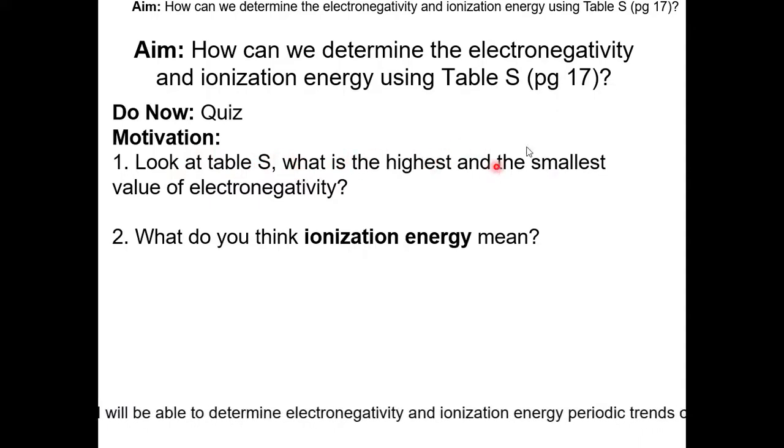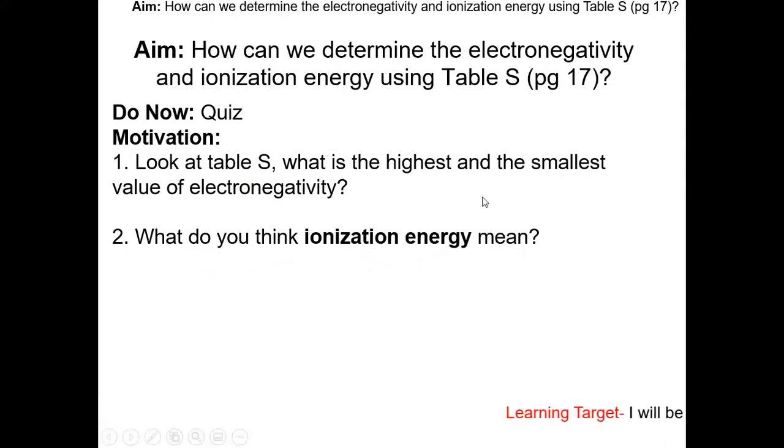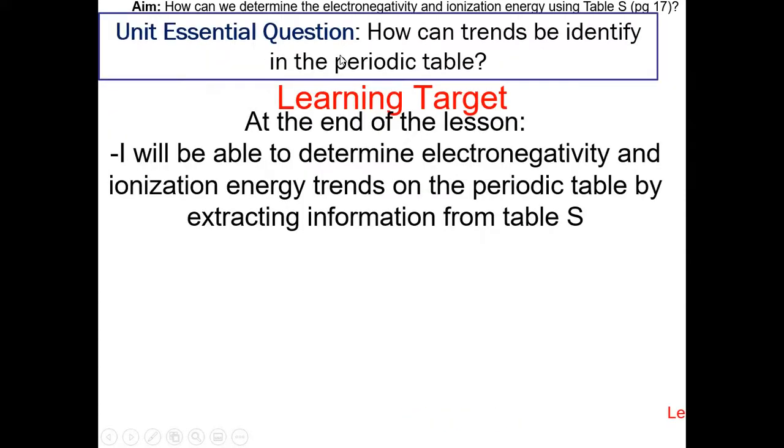What is the highest and the smallest value of electronegativity? Question 2. What do you think ionization energy means? So we will be answering these questions later on in this lesson. Learning target. At the end of the lesson, I will be able to determine the electronegativity and ionization energy trends on the periodic table by extracting information from Table S.